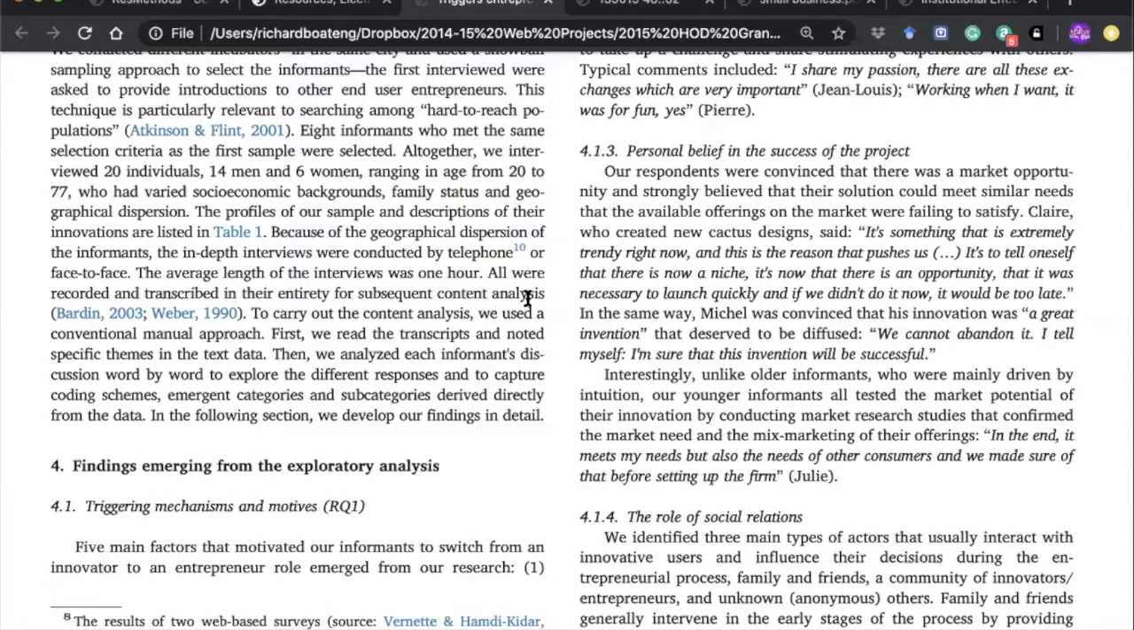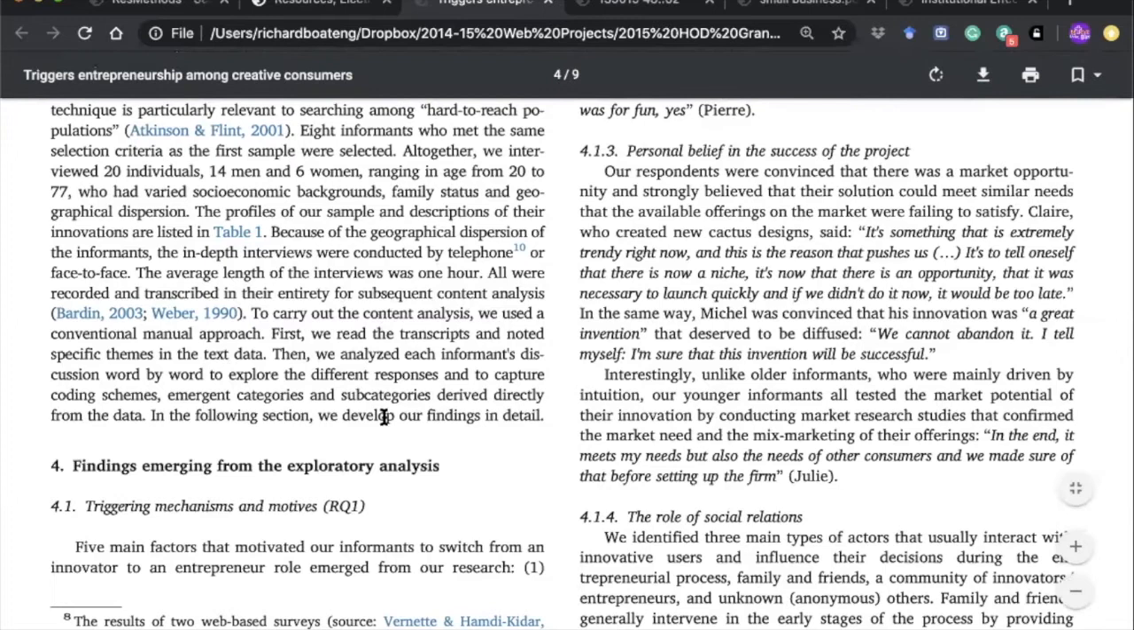Okay, so what are we seeing? He's going to use a content analysis approach to be able to delve into the data. To carry out content analysis, we use a conventional manual approach. First, we read the transcripts and noted the specific things. So it's very related to thematic analysis.